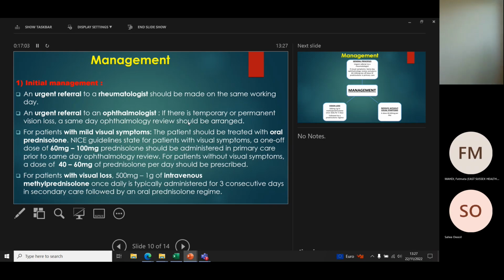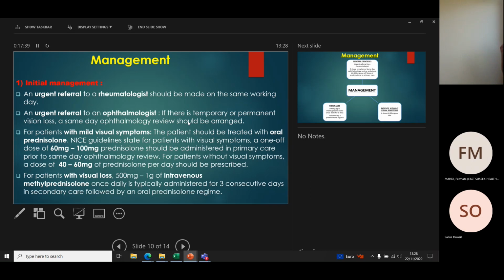And later on, you can keep the patient on the dose of 40 to 60 milligram for a duration of 1 year, 12 months to 18 months. So this is the duration of steroid. What if the patient has visual loss, either partial visual loss or complete loss of vision? At that time, you have to start methylprednisolone, high dose, 500 milligram to 1 gram IV for 3 subsequent days, in addition to referral to ophthalmologist and rheumatologist, of course. Yeah. So 2 referrals and 2 treatments.